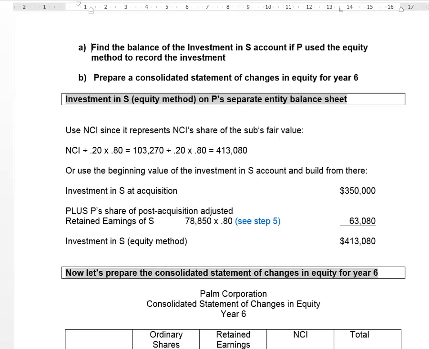So how are we going to calculate that? Well, there's two methods. I'm just going to do the second one first, based on what I just told you. If we started at $350,000, we know that any adjustment to this investment account on the parent's balance sheet, if we'd used the equity method, would have been due to the post-acquisition adjusted retained earnings of the sub, meaning any of the retained earnings adjustments since the date we became related to that sub. So what new equity has that sub earned? It's all going to be in its retained earnings.